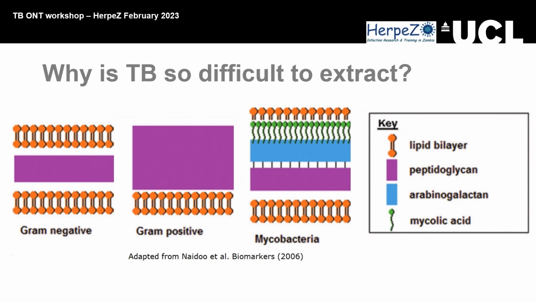Then we use SDS as well. If you're wondering, CTAB is cetyl trimethylammonium bromide. That's the detergent we're using to break down the mycolic acids and the lipids to get to the DNA, just to disrupt the cell.